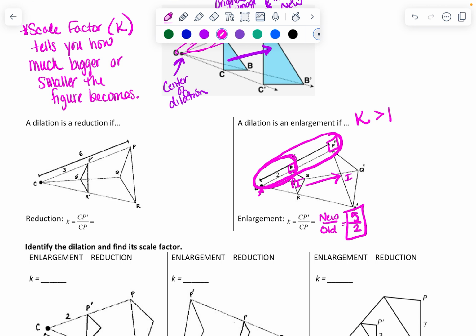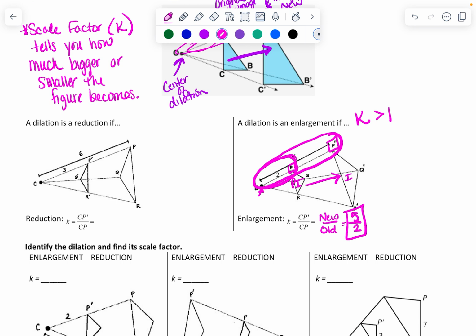So again, it's going to be an enlargement. It's going to get bigger if the scale factor is bigger than 1. So that brings us to the point, what is it if it's going to be a reduction? What is that scale factor going to look like if it's going to get smaller?